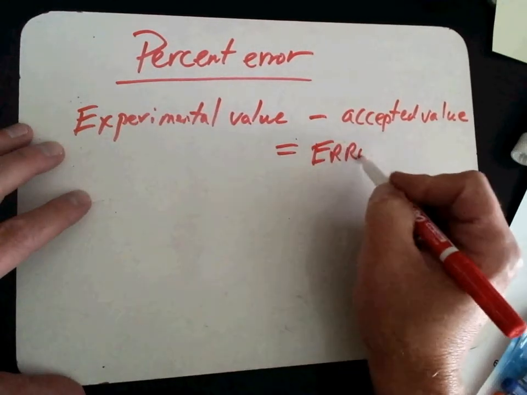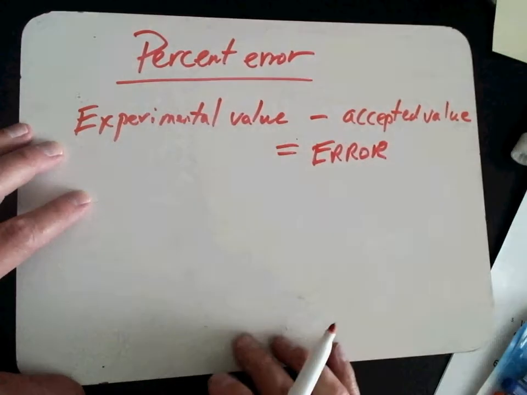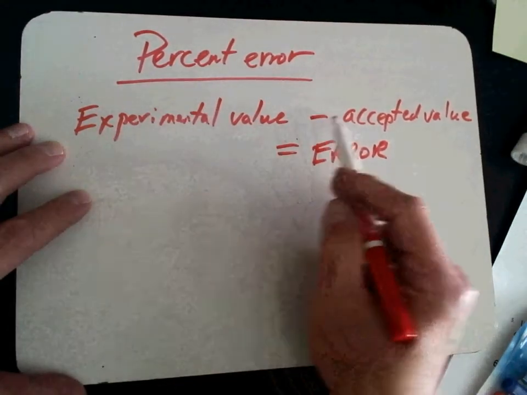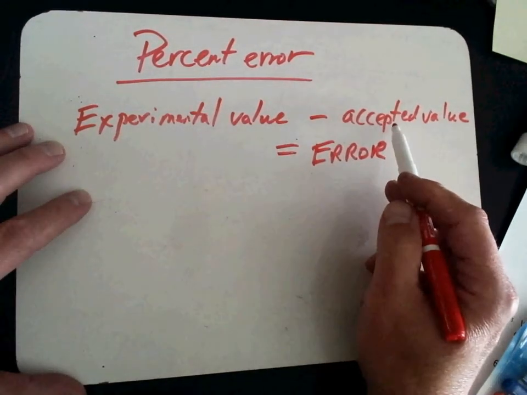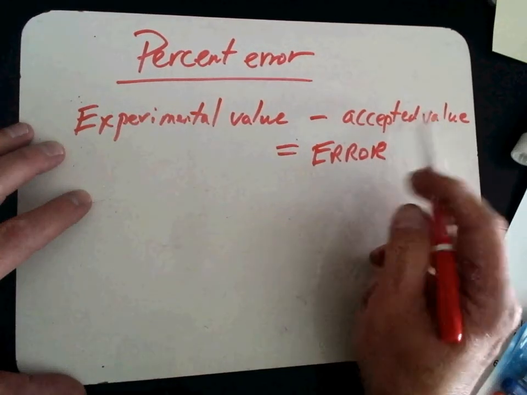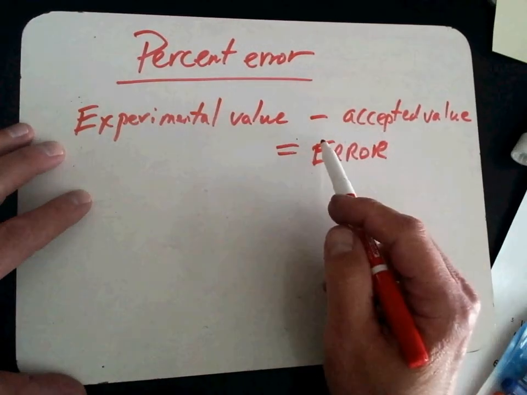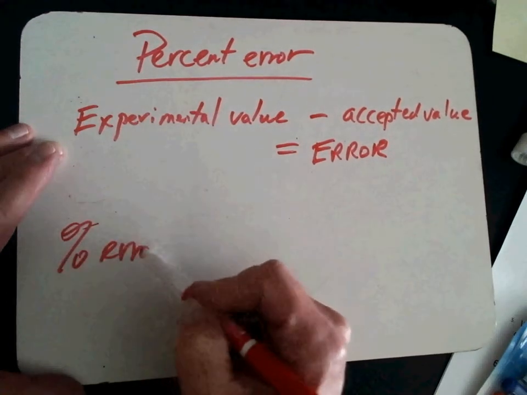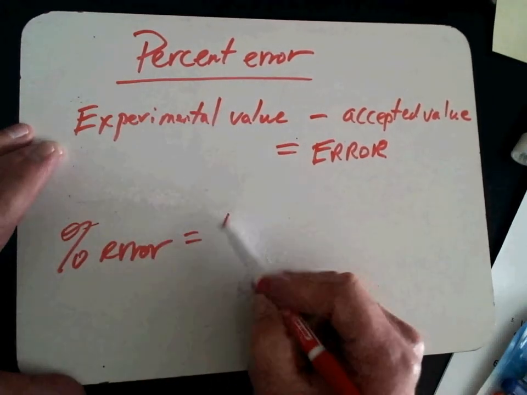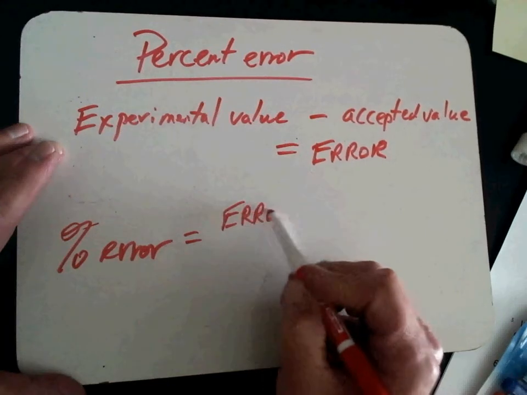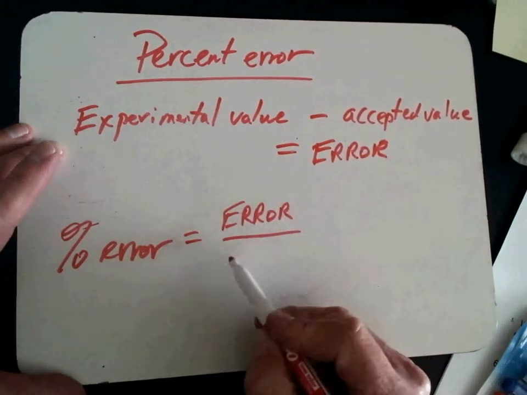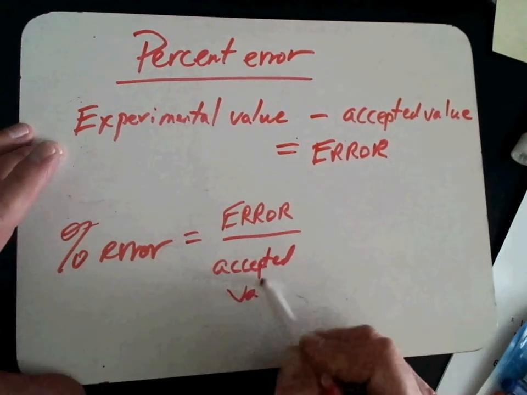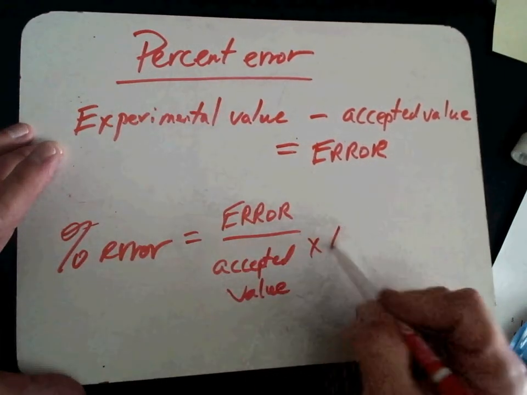All that means is how much you missed by. So you're going to take what you got in your experiment minus the accepted value. I'm going to give you that known accepted value, and that's your error. Now for your percent error, it's how much you missed by, what is your error, divided by the accepted value, times 100. So let me show you an example.